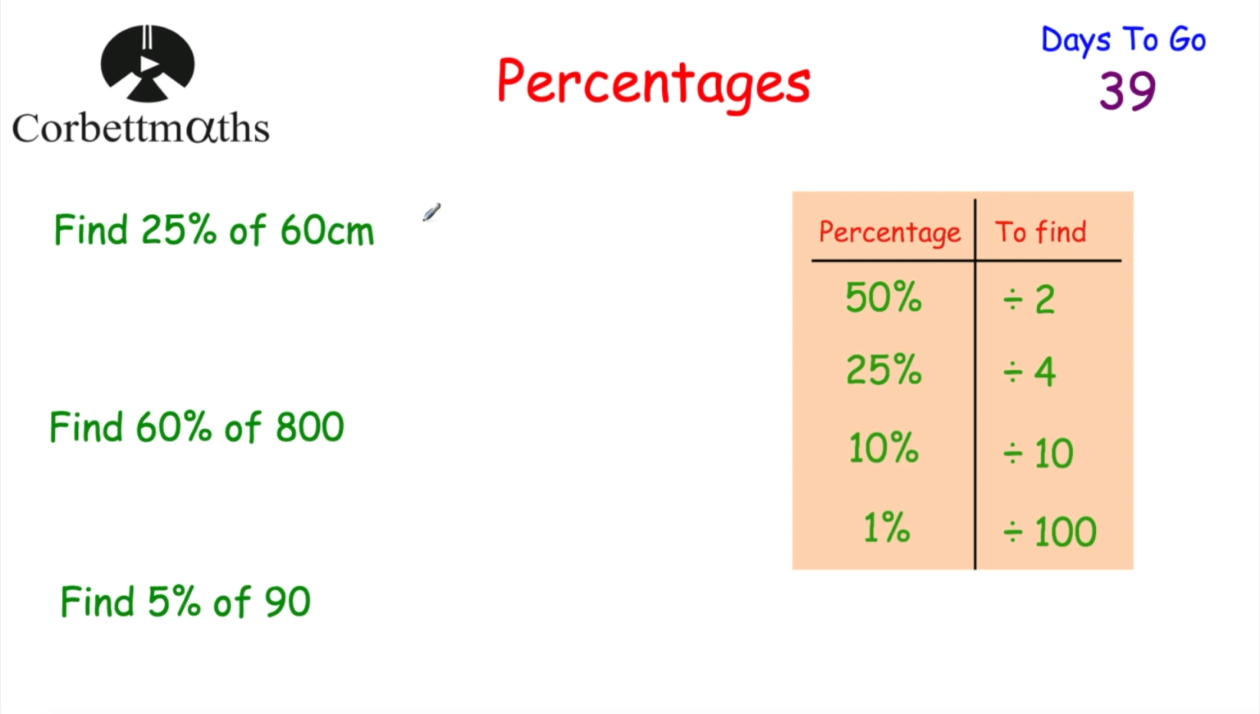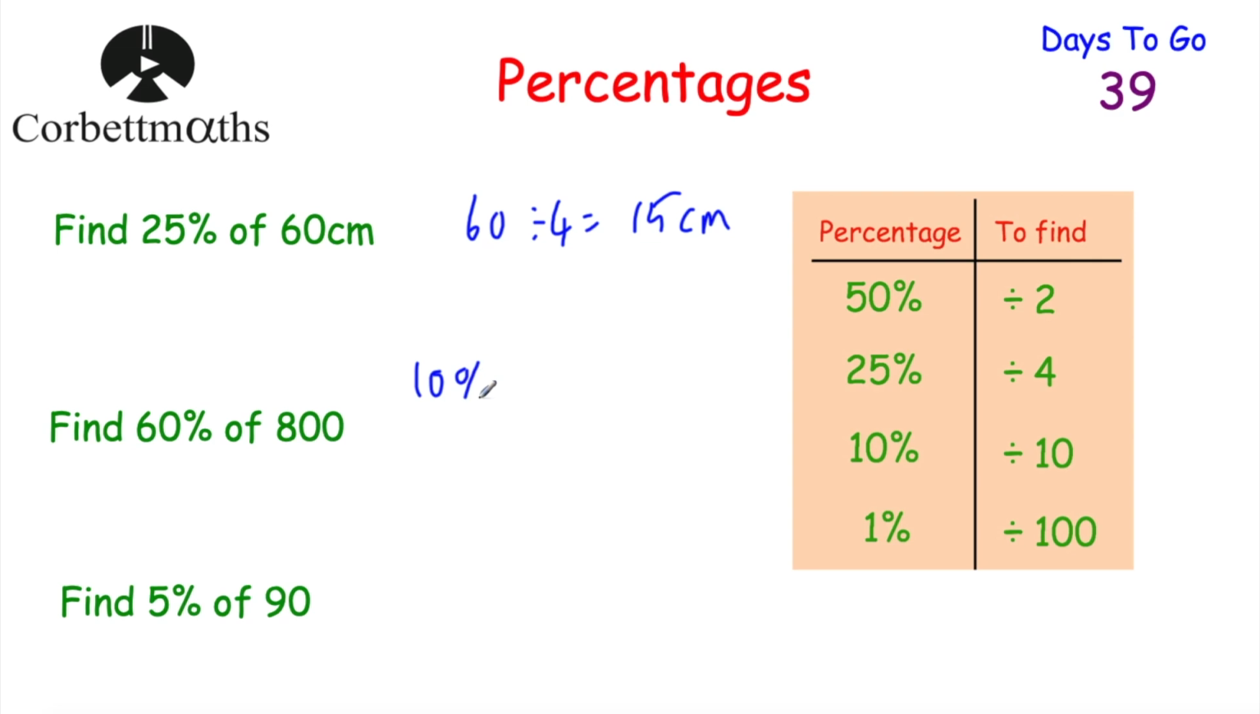Okay, so in terms of 25% of 60, to find 25% of something, you divide by 4. So 60 divided by 4, half of 60 is 30, half it again is 15, so that'll be 15 centimeters. And if you got that, well done. Okay, 60% of 800. Well, to do this, you could find 50%, which would be 400. You could find 10%, which is equal to 80, and add them together and get 480 that way.